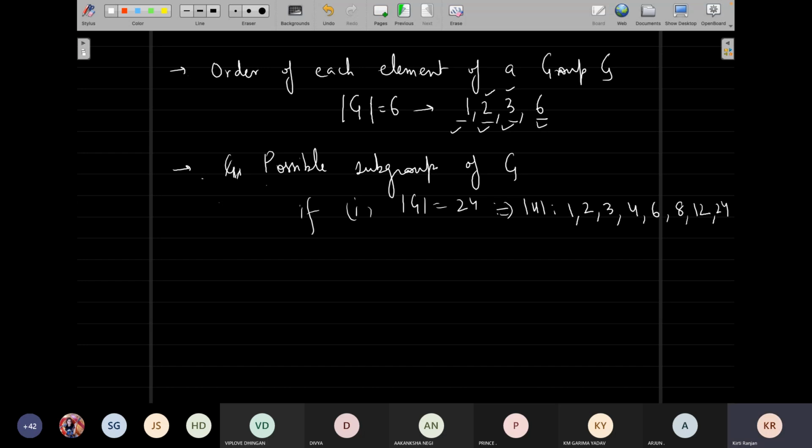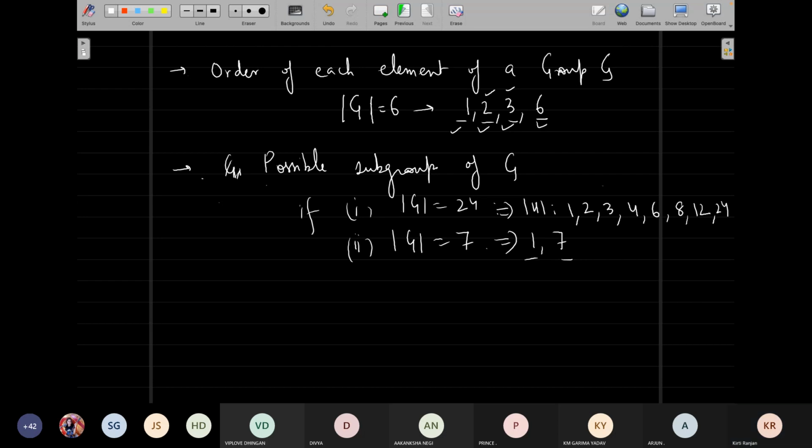Okay, let me just give you another one. 7. 1 and 7 only. 1 and 7, but these both are what? They are the trivial subgroups. So what about the proper subgroups? No one. So that means that 7, remember what is the interesting thing about the 7?